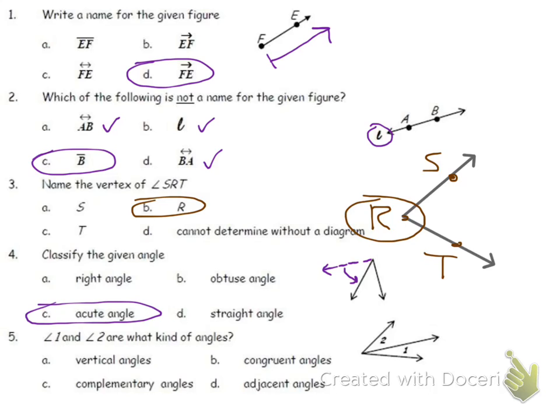Number 5, we have angles 1 and 2. We need to figure out what type they are. First of all, I notice I don't know anything about their measurements, so I can't assume that they're complementary. So that's going to be out. I also don't know if they have the same measure. There's no markings, so they're not congruent angles. So it's pretty much between adjacent angles and vertical. Now, adjacent angles share a vertex, which they do have, and they share a side, which is that ray in between them. So I'm going to go with adjacent. For them to be vertical, they would have been angle 1 and 2 drawn in that fashion.